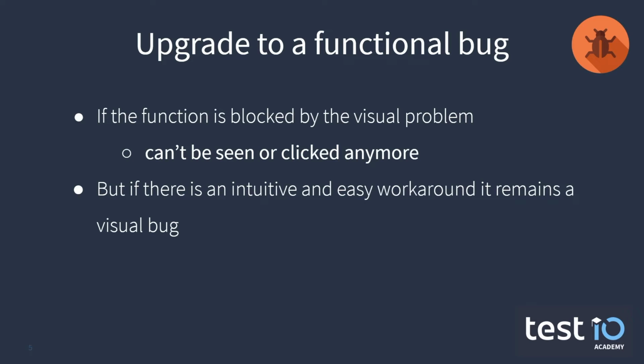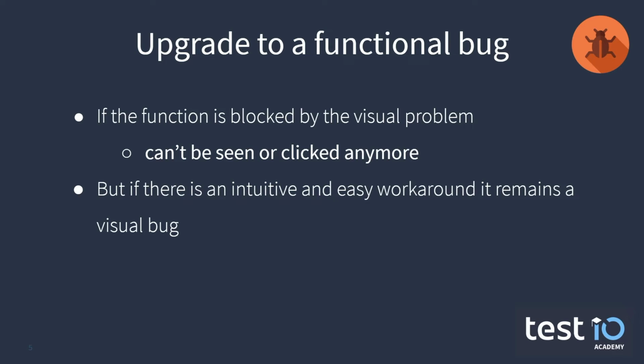In some cases, visual bugs should be updated to functional bugs. This is when the visual problem causes any functional problem. So, for example, if a button can't be seen anymore or is so much shifted that it can't be clicked anymore, the function is blocked and therefore it should be updated to a functional bug. But if there's an intuitive and easy workaround, it remains a visual bug.